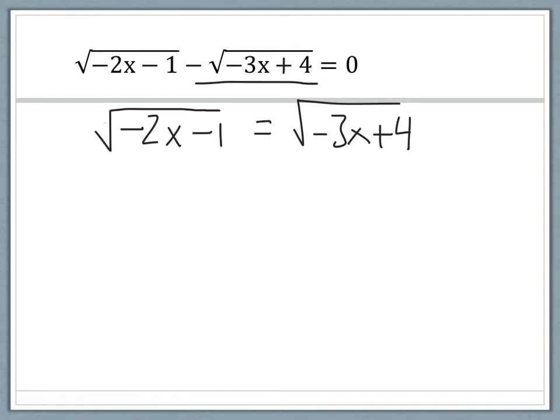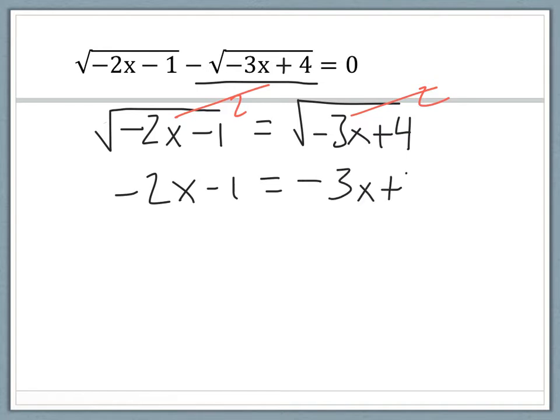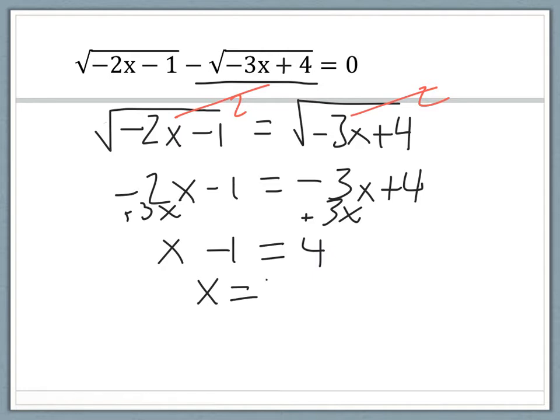Okay, now I'm going to square both sides to get rid of those square roots. So then we're left with negative 2x minus 1 equals negative 3x plus 4. We're going to solve for x now. Add 3x to both sides. So I have x minus 1 equals 4. Add 1 to both sides, so x equals 5.